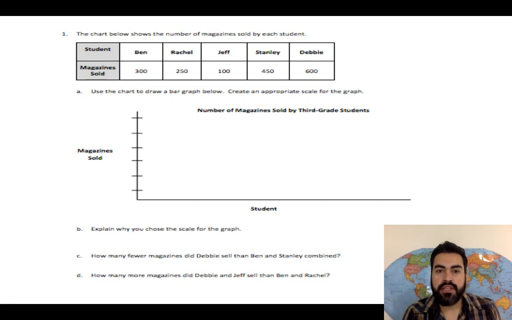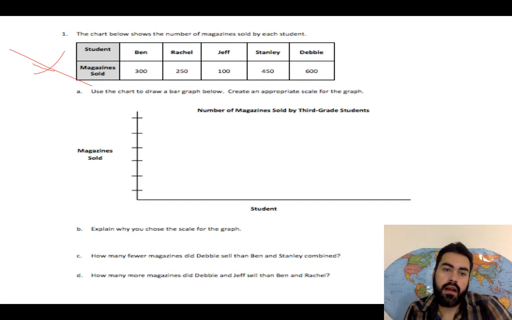So when we get information like this in the bar graph, we're usually going to get the data, maybe for this example, students and magazines sold, but it could be anything. It could be favorite color, the attendance of the school, the most money raised by different schools for a fundraiser. It could be any data, and you're going to get it presented like this. For this, we look at the numbers. We notice that we're not dealing with up to 30 or 40. We're going all the way up to 600. So the data is getting pretty big.